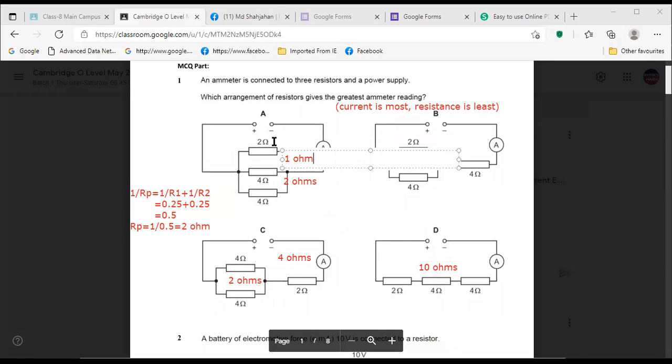It is simply we are getting it, but we can also use the calculation, the same formula we used. We can use the same formula to calculate it. So the total resistance of this circuit is 1 ohm. Have you understood it? Yes.